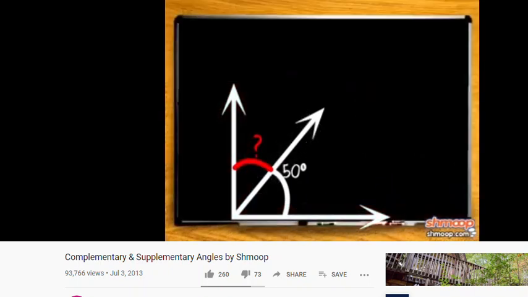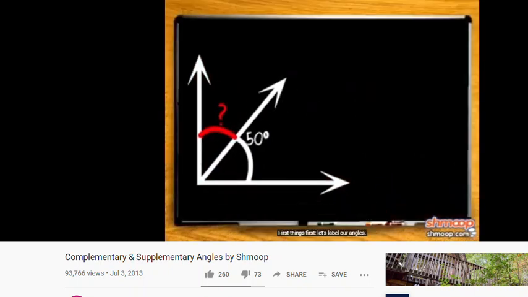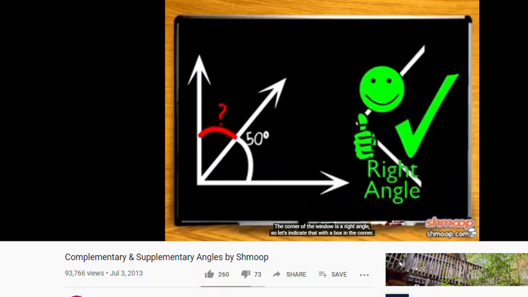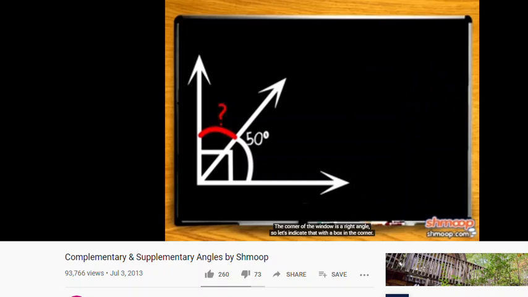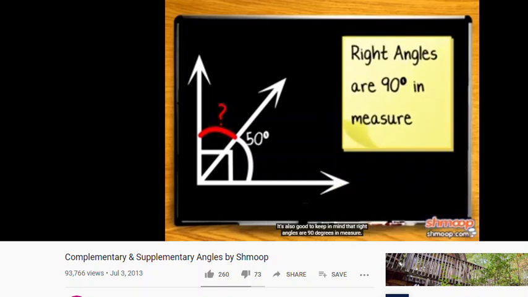Alright, so let's think this through. First things first, let's label our angles. The corner of the window is a right angle, so let's indicate that with a box in the corner. It's also good to keep in mind that right angles are 90 degrees in measure. The only other angle we know is from the bottom to the brace, which is 50 degrees. We want to find the measure of the other angle. Since we don't know it yet, let's call it x.